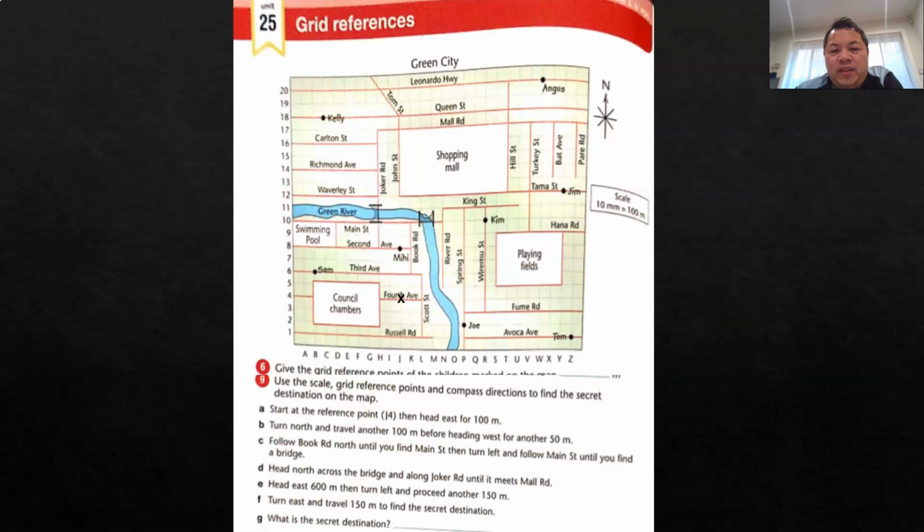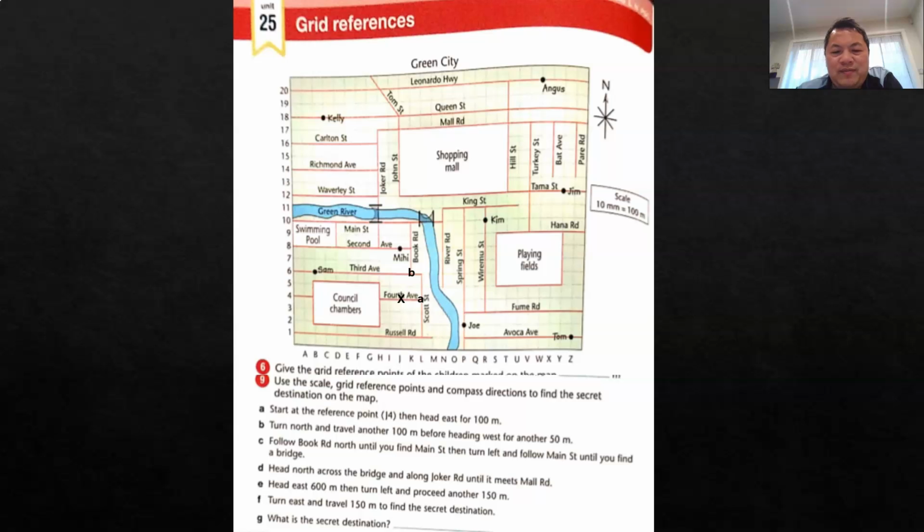They say head east 100 meters. 100 meters is 2 grids. That's where A will end. You move 200, can you see? A appears. Then after that, you turn north. North is going straight forward. After traveling 100 meters, you head west for 50 meters. That's where you end up.